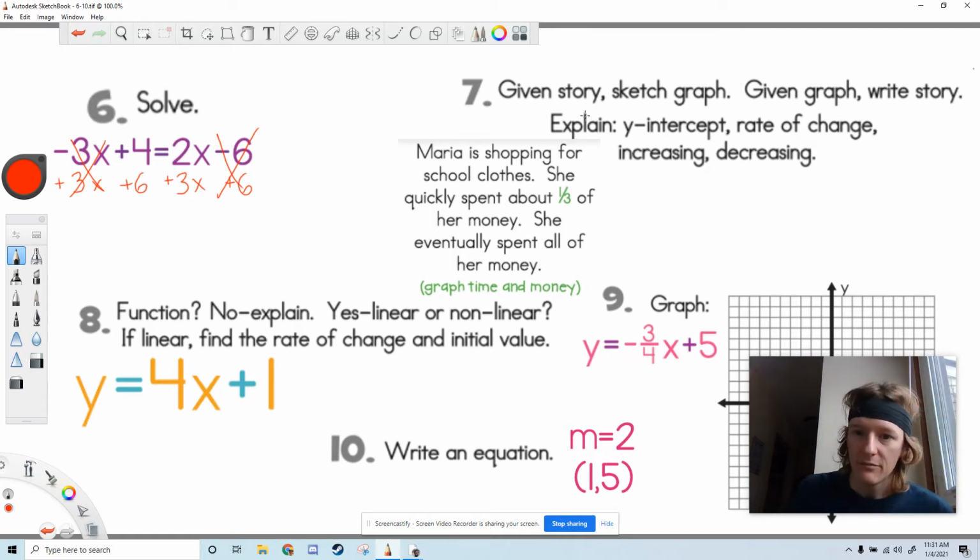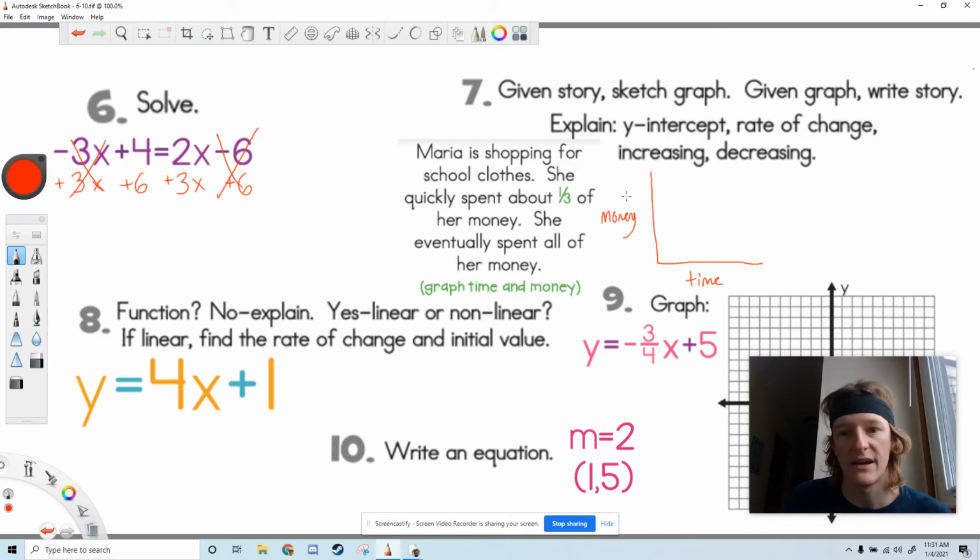Number 7, we give you a story, and you need to draw a graph where you're graphing time and money. So we have time as your x-axis, and money as your y-axis. You have a person named Maria. She's shopping for school clothes. She starts with some money. She very quickly spent about a third of her money. So maybe think of this as groups of 3. Here's a third, here's another third, and here's the rest of her money. So 3 sets of money.